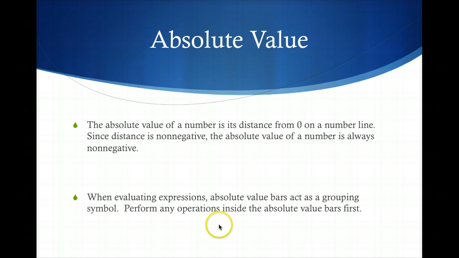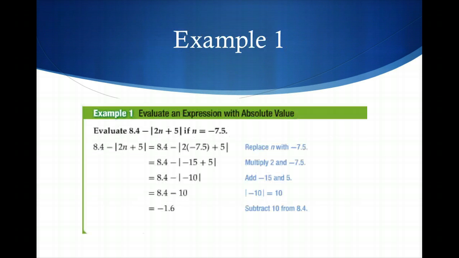When evaluating expressions, absolute value bars act as a grouping symbol, so you perform any operations inside the absolute value bars first, just like you would parentheses. Example 1. They're asking us to evaluate 8.4 minus the absolute value of the quantity 2n plus 5 if n is equal to negative 7.5.